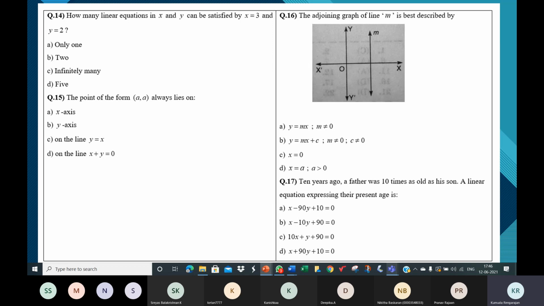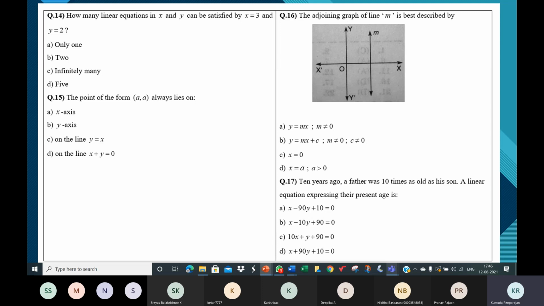We know that when a line is parallel to the y-axis, its equation will be like x is equal to A. And since the line is to the right of the y-axis, the value of A will be greater than 0. And if the line is to the left of the y-axis, the value of A will be less than 0. Yes, option D is the correct option.